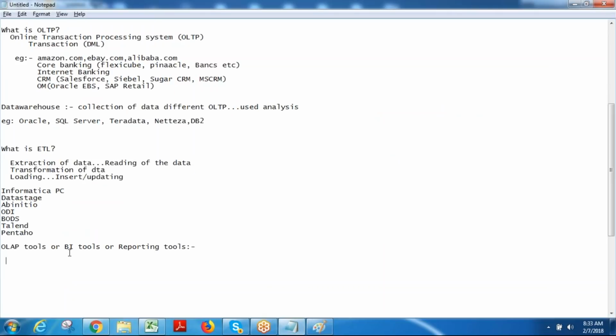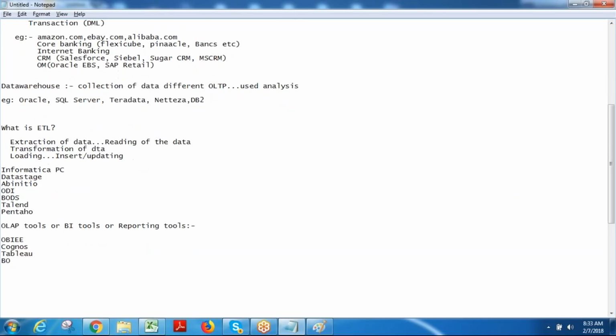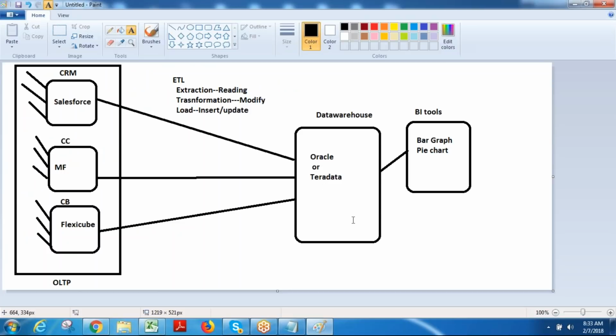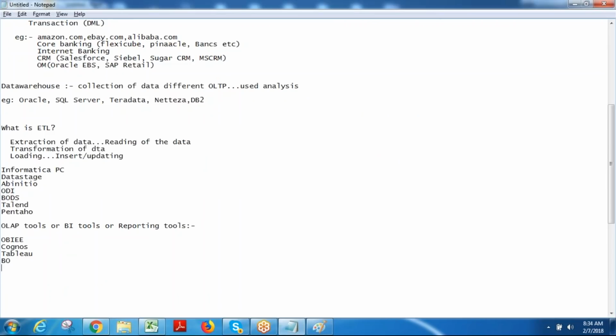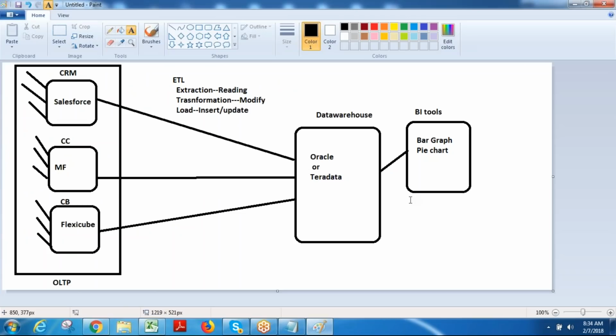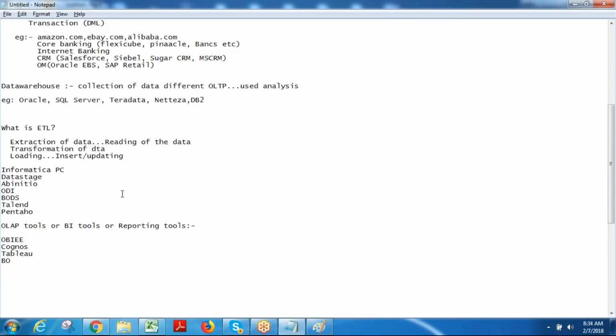There are different BI tools, just like the way we have many ETL tools. Among that, OBIEE, Cognos, right? Cognos and Tableau, right? And you have Business Objects, right? Likewise, there are many different BI tools available. So in any data warehousing project you're working on, you'll have two types of tools. One is an ETL tool for building the data warehouse. Another is a BI tool for analyzing the data on the data warehouse, or a data mart. So this is basically how we use OLAP tools or the BI tools.